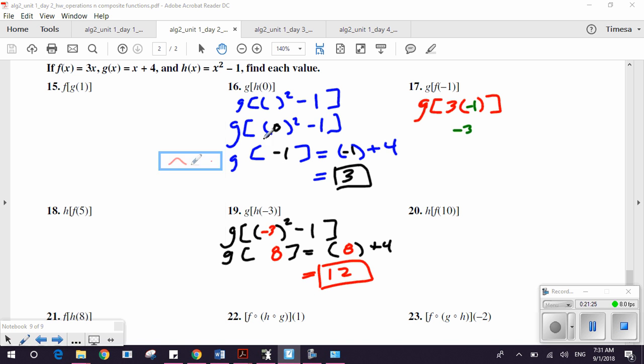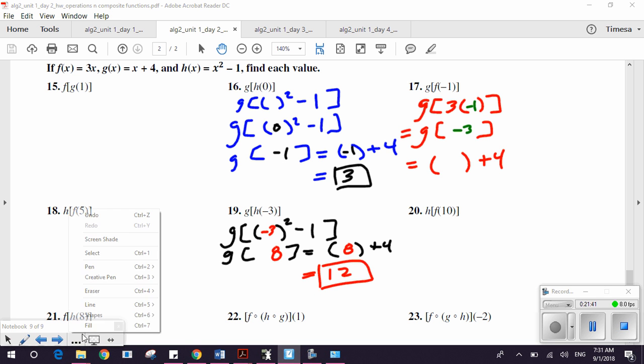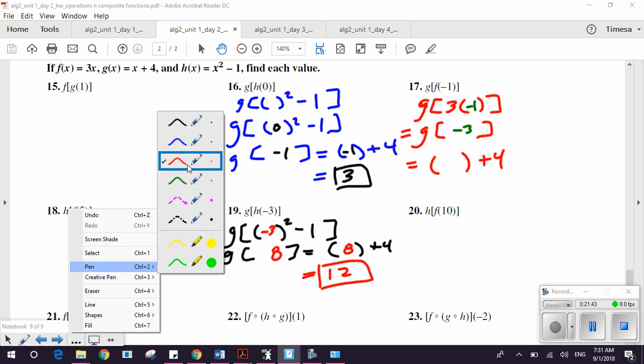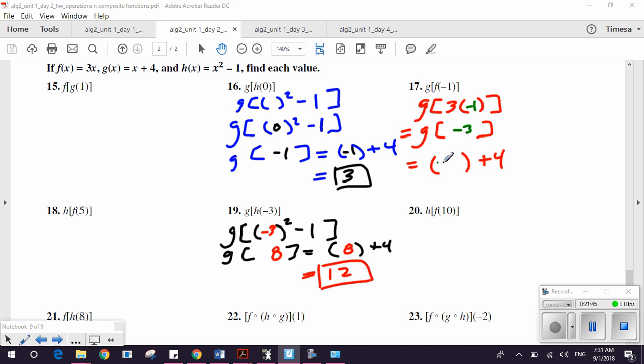Bring down the g. And now we're going to take our g function, which is x plus 4, open up our parentheses, and put plus 4 afterwards. Insert the parentheses with negative 3 and carry out the computation. So negative 3 plus 4 is a positive 1.